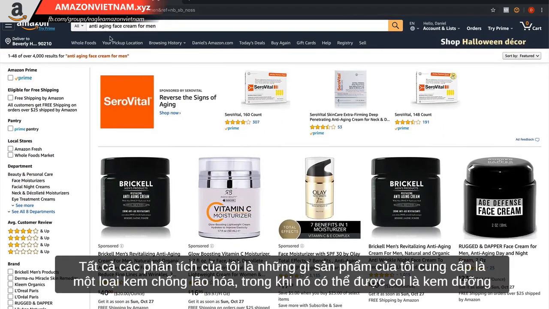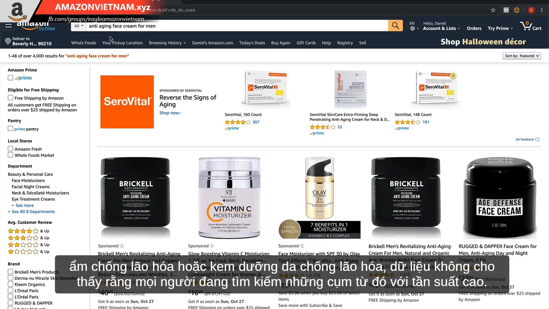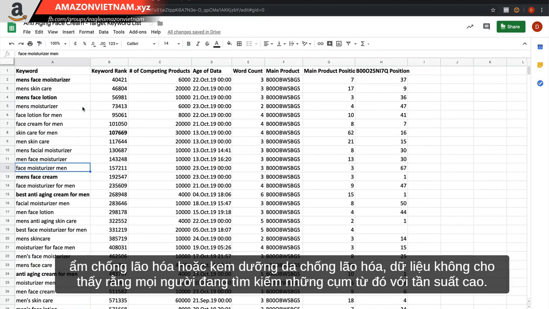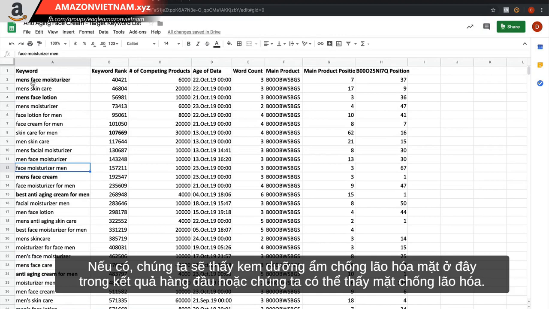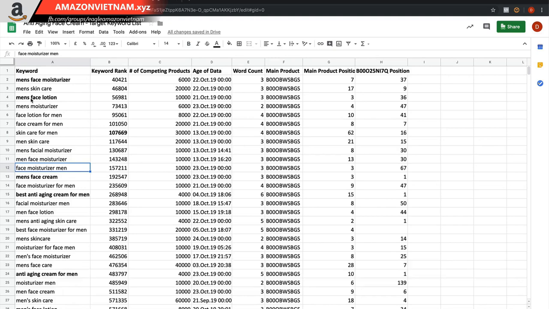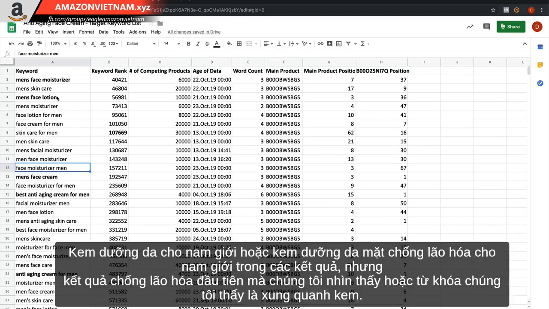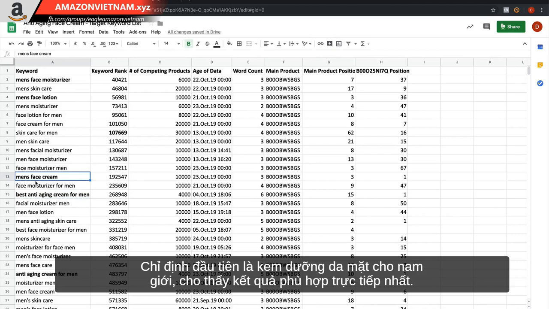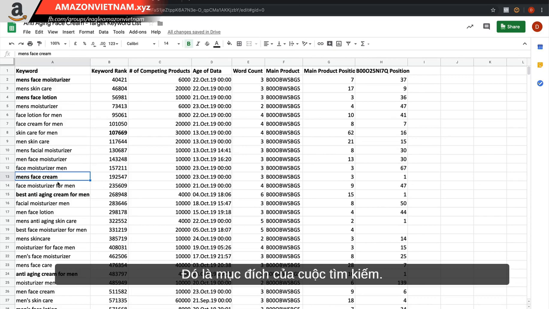It backs all of my analysis. It is what my product delivers. It's an anti-aging cream. Whilst it could be considered an anti-aging moisturizer or an anti-aging lotion, the data doesn't suggest that people are searching those terms in high frequency. If they were, we would see anti-aging face moisturizer here in the top results, or we might see anti-aging face lotion for men or anti-aging men's face lotion in the results. But the first anti-aging result we see, or keyword we see, is around cream. The first indication that was men's face cream showed the most directly relevant results to the intent of the search.